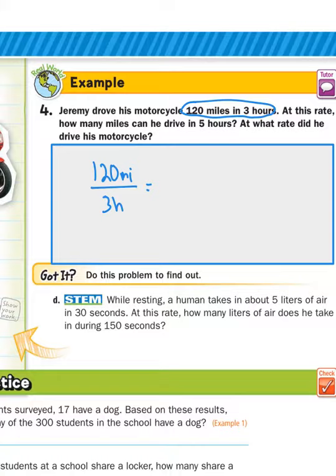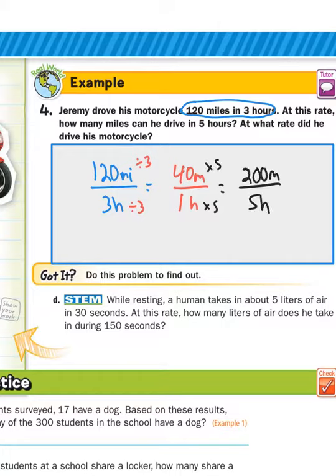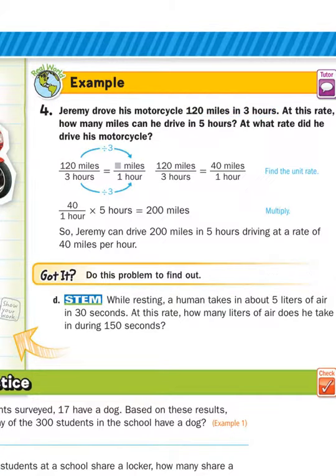Remember, finding the unit rate: divide by whatever the denominator is. In this case, it's 3, and 120 divided by 3 will get me 40 miles in 1 hour. Now, I'm going to figure out 5 hours. 1 times 5 will get me my 5 hours, and 40 times 5 will get me 200 miles, which is my answer. And we'll show you down here that's exactly what they did. 120 miles in 3 hours, they divided by 3 to get their unit rate, which is 40 miles per hour. And 40 miles per hour times 5 is 200 miles.